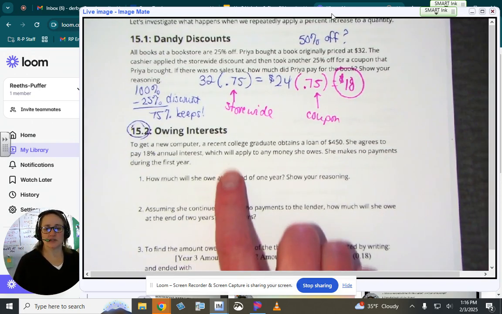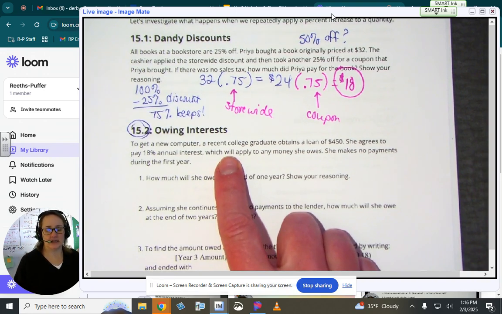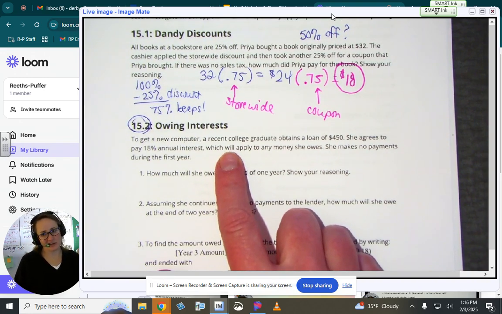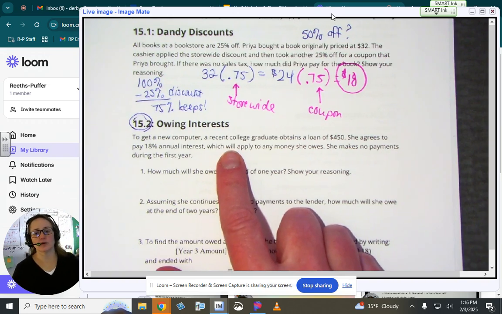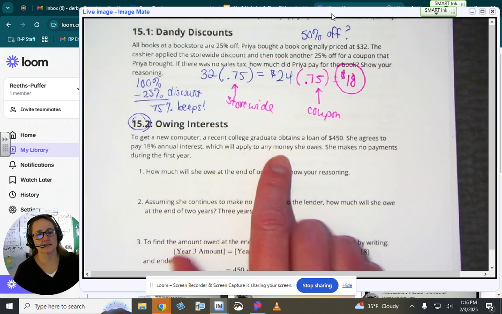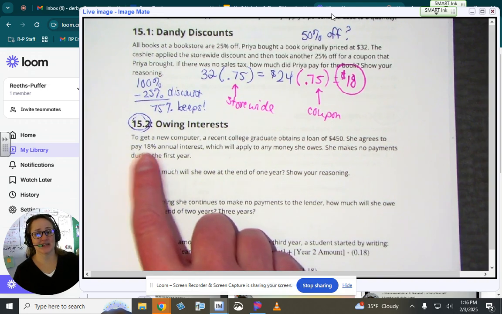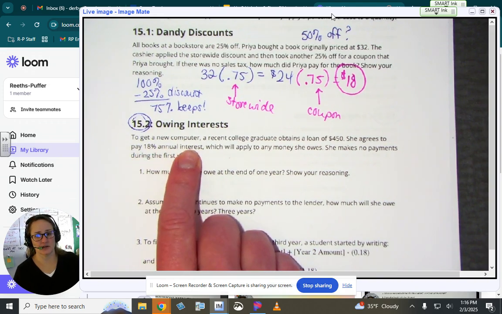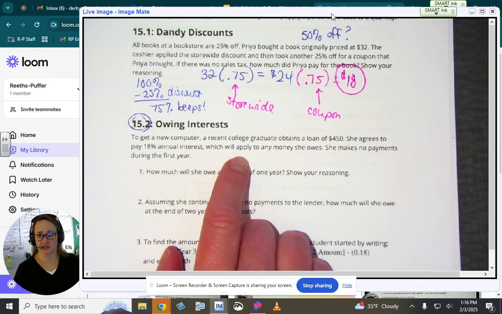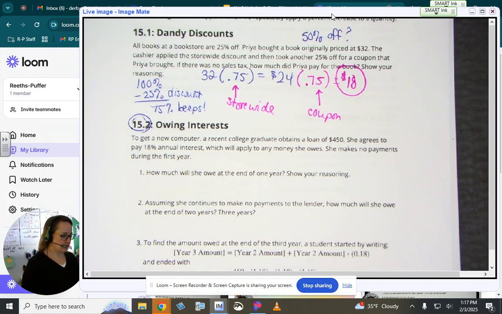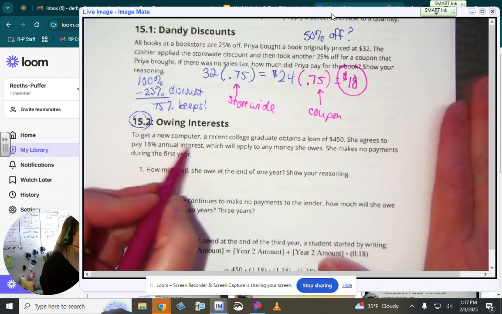So let's see how this works. There's this thing about owing interest. Credit cards love doing this to you. To get a new computer, a recent college graduate obtains a loan of $450. She agrees to pay 18% annual interest, which will apply to any money that she still owes. And let's say she doesn't make any payments for the first year.